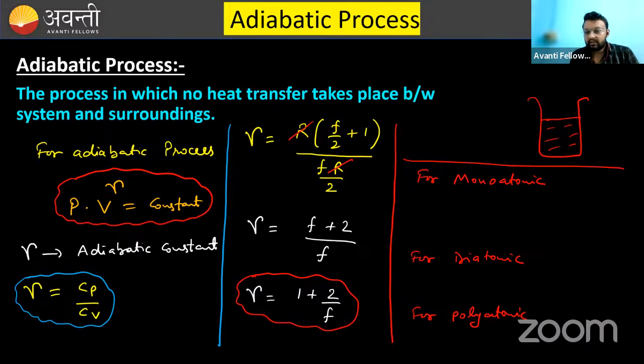For monoatomic, again f is 3. For diatomic, f is 5. For polyatomic, f is 6. Clear? If you know the values of f, you can write the values of gamma as well. Gamma is equal to 1 plus 2 by f. That is 1 plus 2 by 3, which is 5 by 3. In case of diatomic, that is 1 plus 2 by 5, 7 by 5.